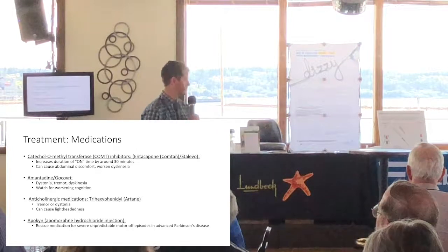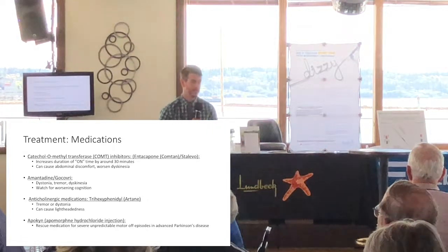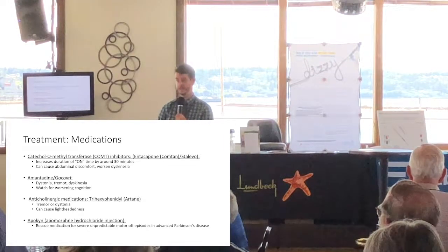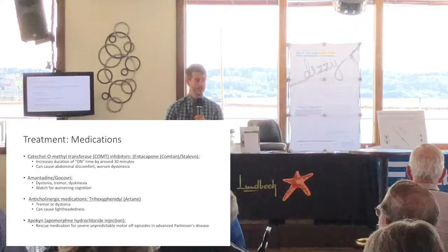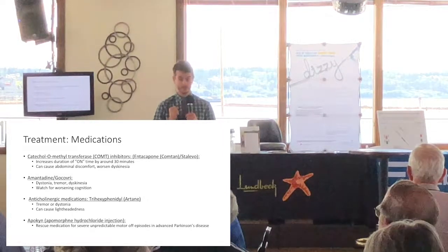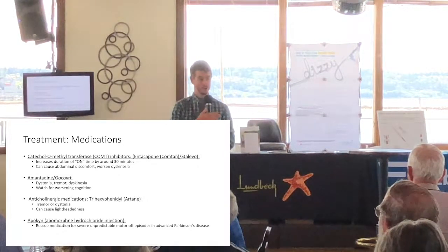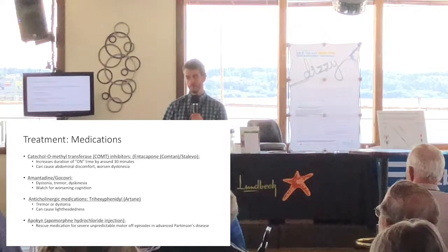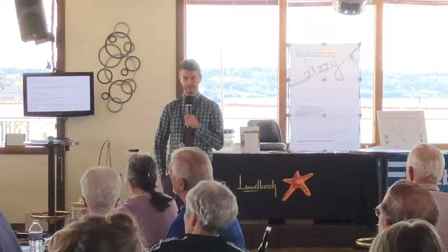And then there's another medication called Apokyn. This is a medication that we use as a rescue medication for people with very severe Parkinson's disease and unpredictable offs. Like the medication just all of a sudden will wear off and they'll have a very severe off period. It's a medication that they can take and immediately have an effect. We don't use that medication very often and only in certain cases.